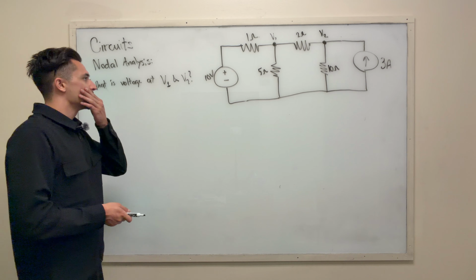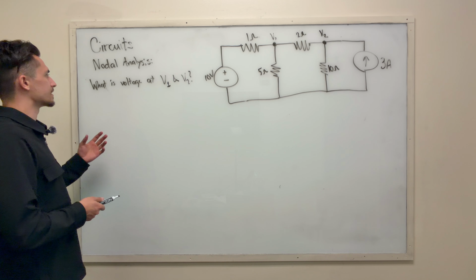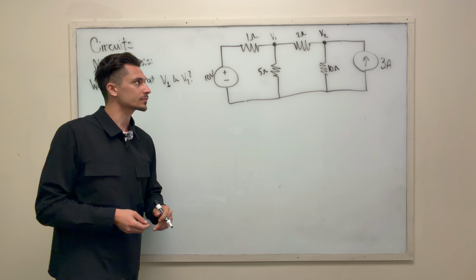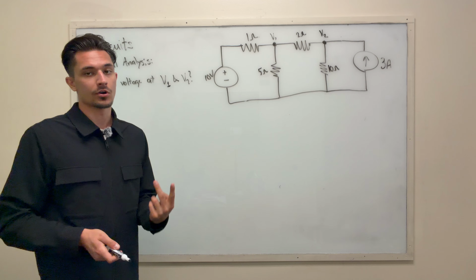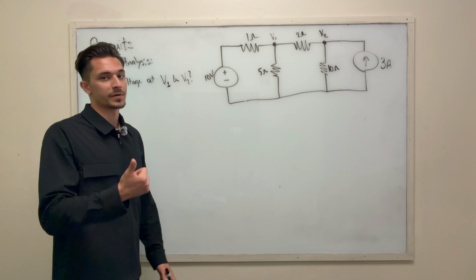So looking at the question, what's different about this one is that now it's asking what is the voltage at V1 and V2. So now we have two nodes that we're going to have to solve for and figure out what their voltages are. So that's the first big thing.